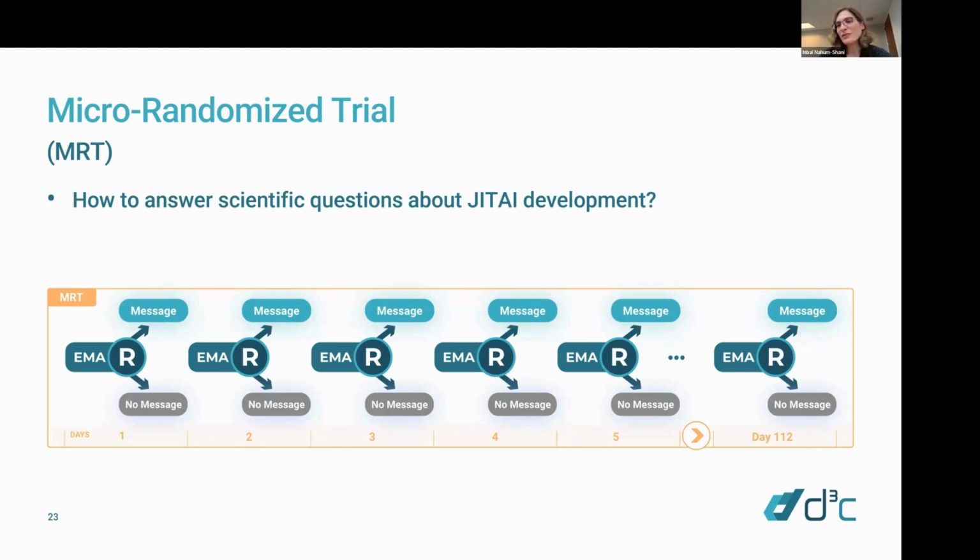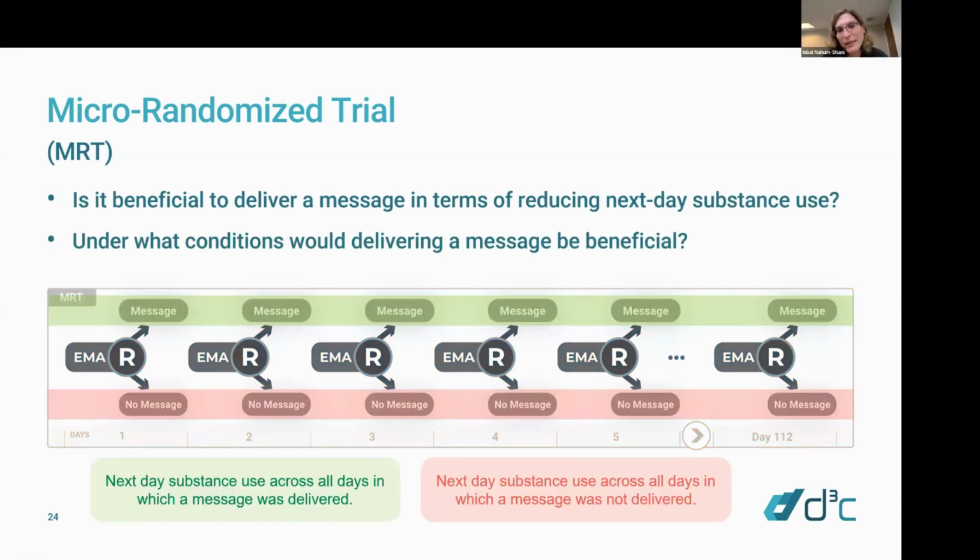So again, I want you to be in the following mindset. Suppose that I conducted this trial, this MRT, and I collected the data. Remember, my outcome is proximal, next day substance use collected following each micro-randomization on the next day. Remember that the first question that I had is about the average effect, the general effect of sending a message with a protective behavioral strategy compared to nothing on next day substance use.